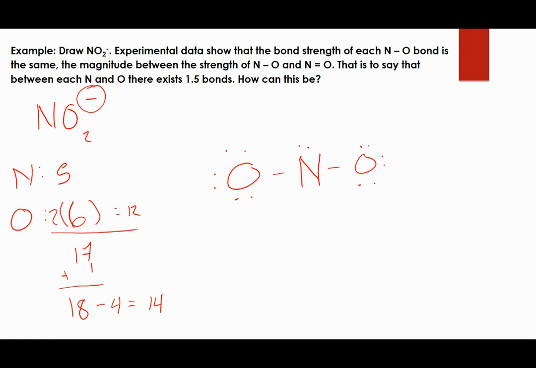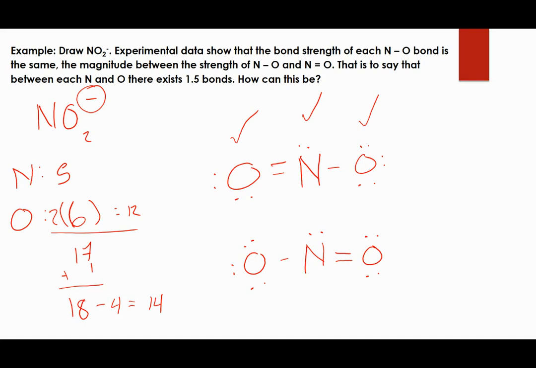So what we can actually do is bring one of these pairs down and create a double bond with our nitrogen. So now we have 2, 4, 6, 8 around this oxygen, 2, 4, 6, 8 around our nitrogen, and 2, 4, 6, 8 around this oxygen. So that's happy. We can also draw this structure having a double bond on this side. So what we can say is that NO2- has resonance.